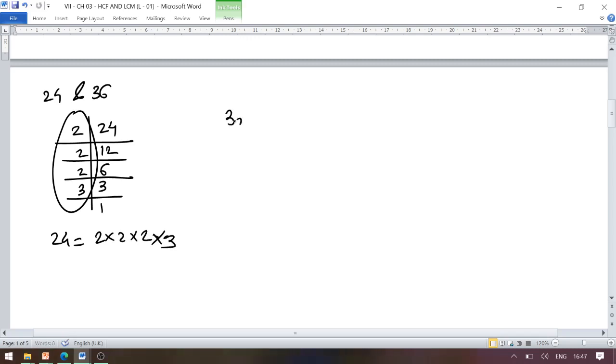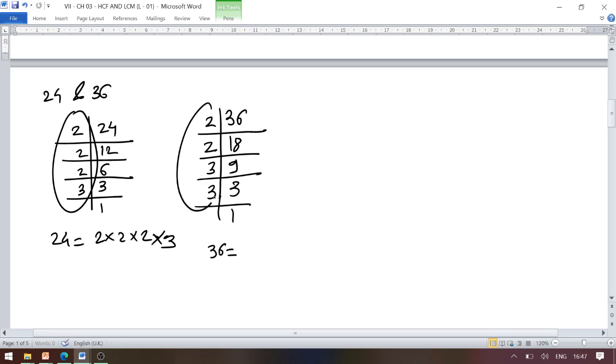Similarly, evaluate for 36 now. 2 18s are 36. Next, 2 9s are 18. 3 3s are 9. At last, 3 1s are 3. So 36 can be expressed as the product of its primes: 2 into 2 into 3 into 3.